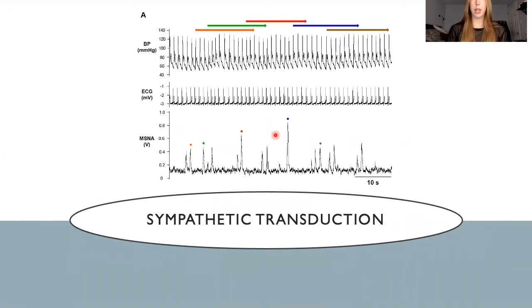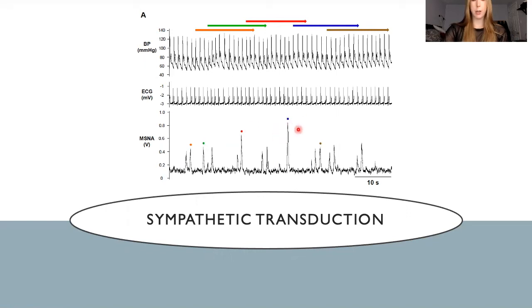Sympathetic transduction then is a way to quantify the changes in a variable such as blood pressure following an MSNA burst. For each variable of interest, the serial changes are calculated for 15 cardiac cycles or 15 heartbeats following a burst. For example, on the neurogram, we see that various bursts have been marked by a colored dot.